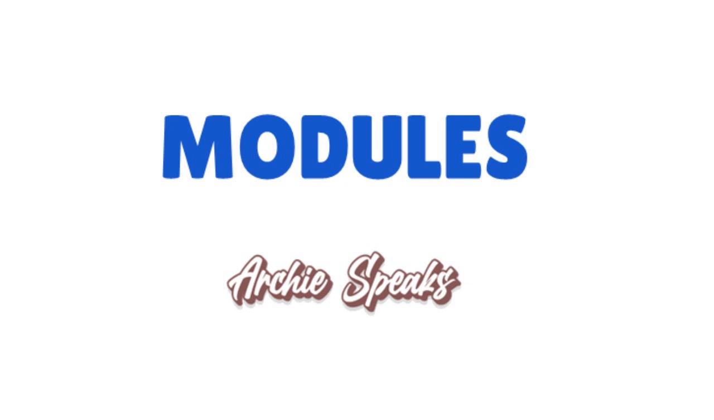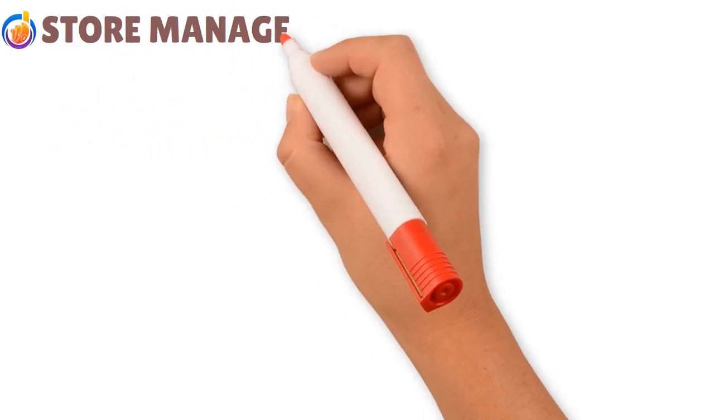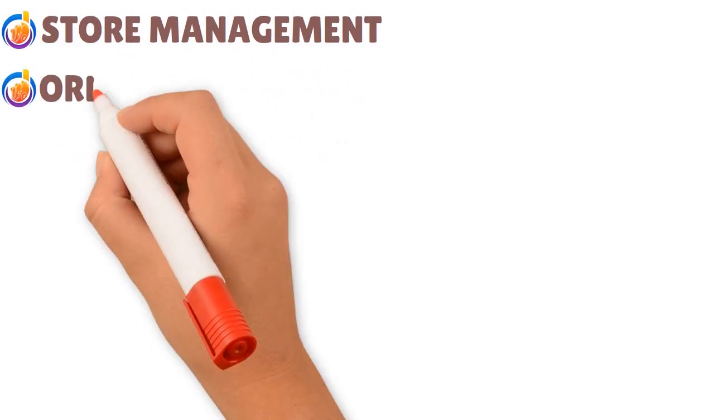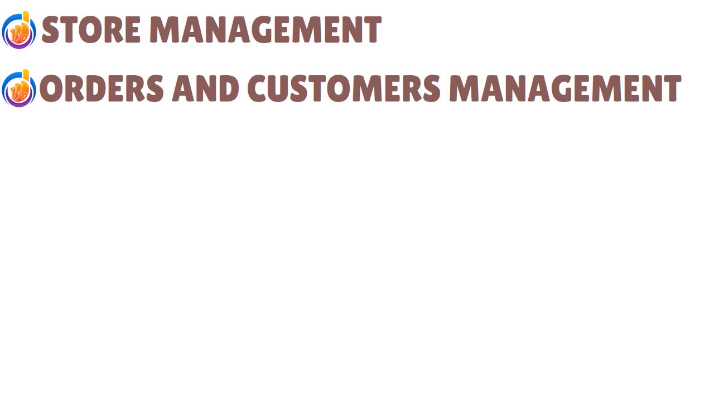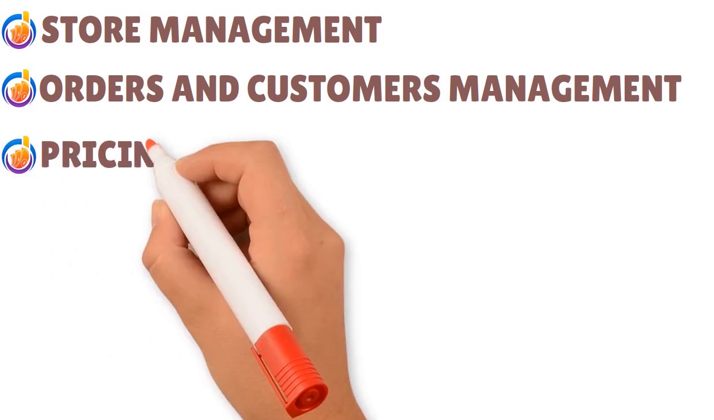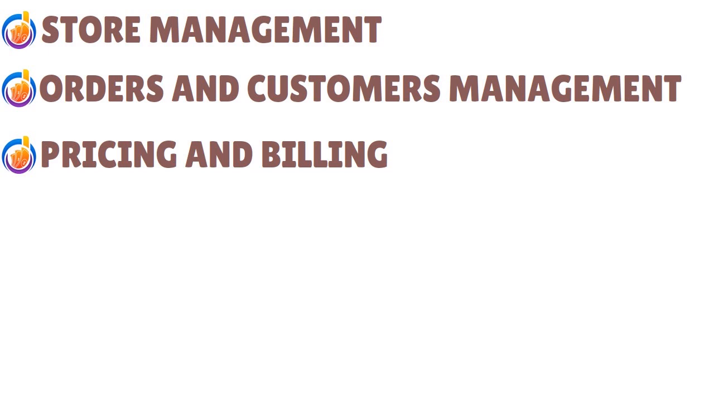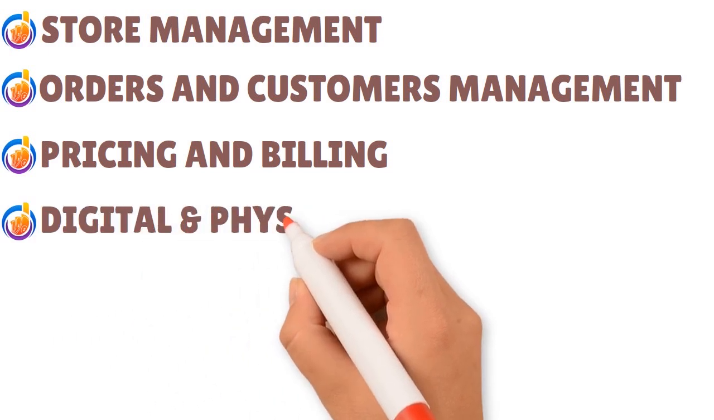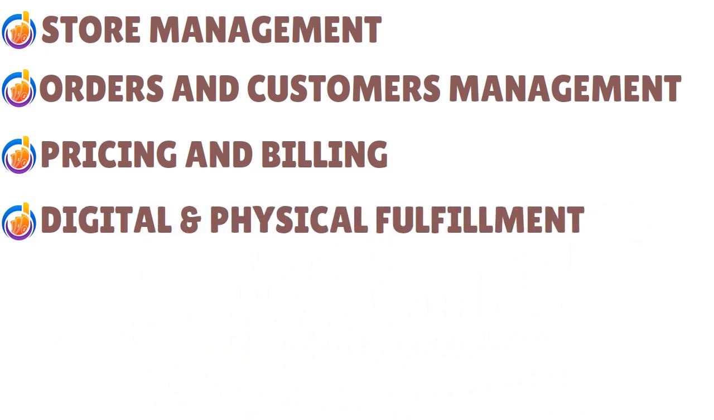I want to talk to you about modules here. When you think about PayPro Global, what kind of modules can you contemplate? So you have store management, so that's kind of cool. You have orders and customers management. From a granularity point of view, we love that a lot. You have pricing and billing, so that's kind of cool. Also, in terms of increasing your revenue, actually optimizing your revenue down the road. You also have digital and physical fulfillment.